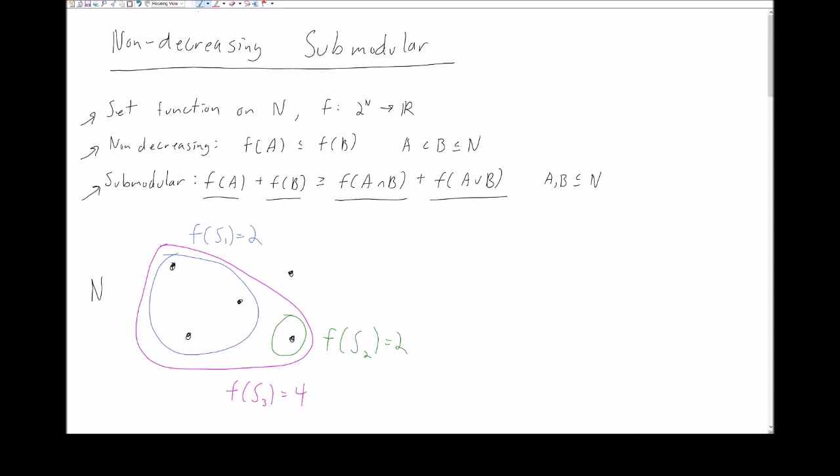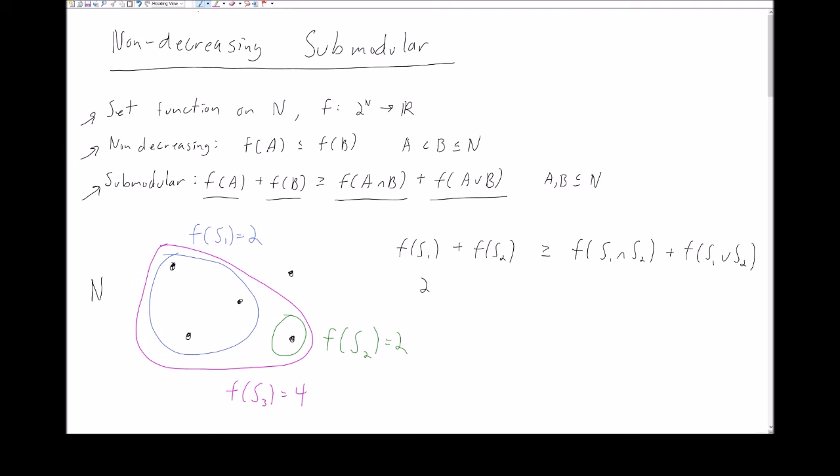We'd also like to verify the submodularity property. In this case, we'll verify the submodularity property for S1 and S2. So we can start writing that f of S1 plus f of S2 is greater than or equal to f of S1 intersect S2 plus f of S1 union S2. Now we can verify these particular values.